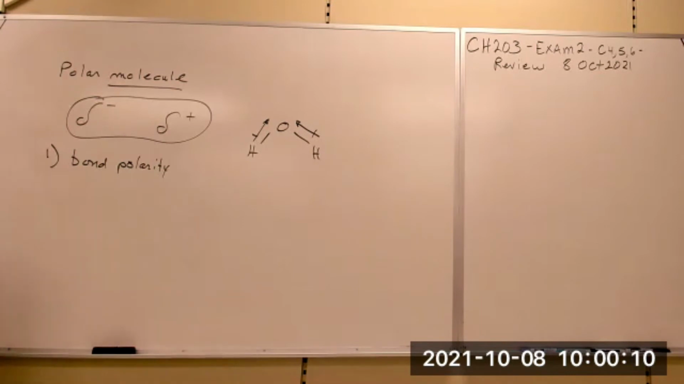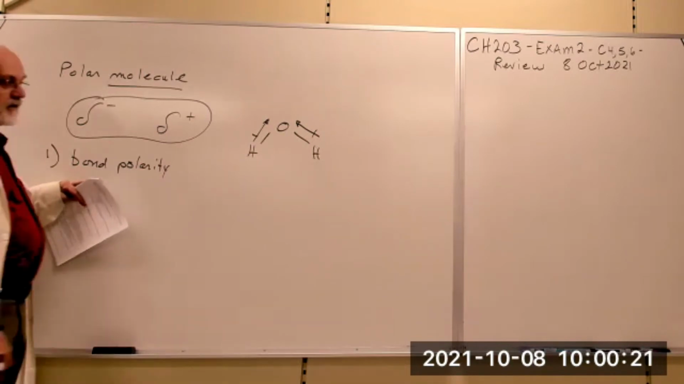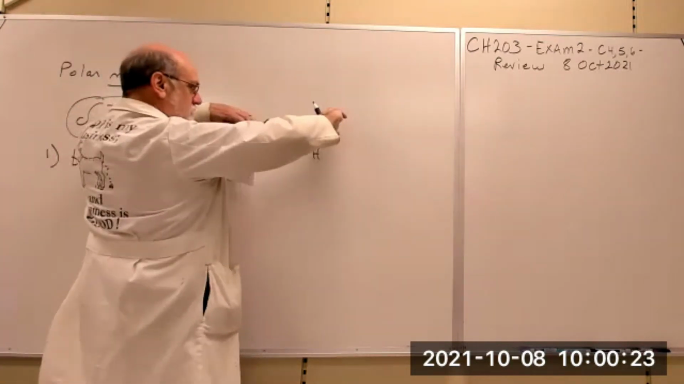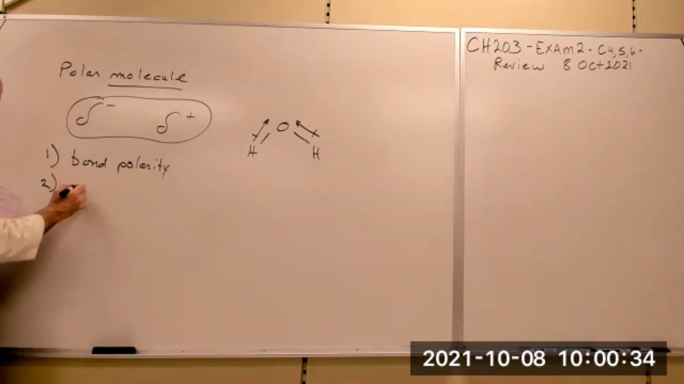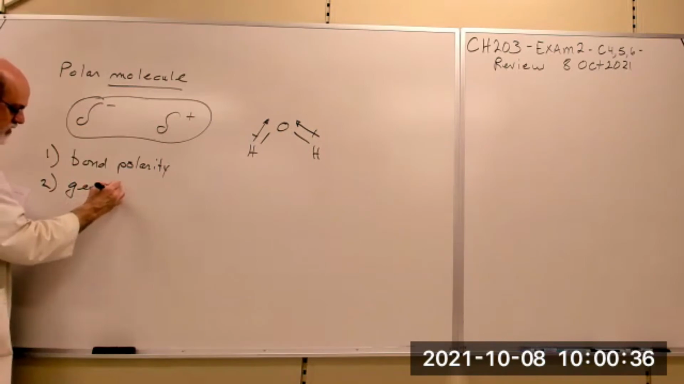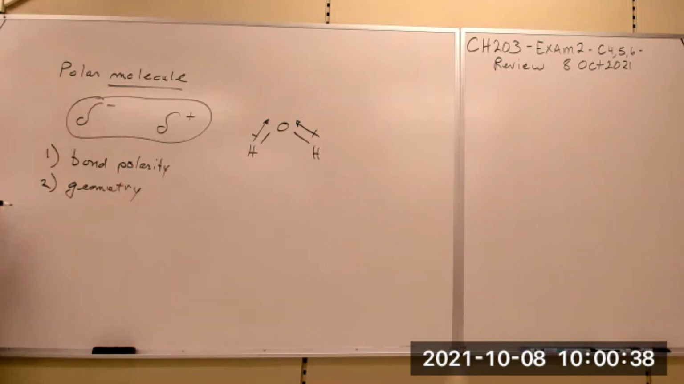Then what do you need? If you don't have polar bonds, then you can't have a polar molecule. But if you do have polar bonds, that doesn't guarantee a polar molecule. Why? Because if these were out here opposite one another, their polarities would cancel. It's math. So the other condition is geometry. Polarity of the bonds and the geometry.